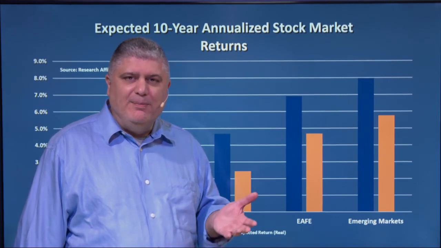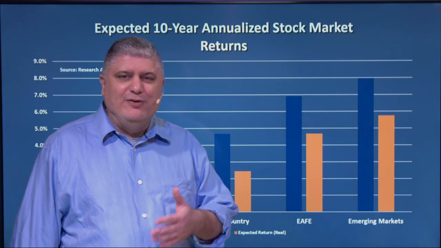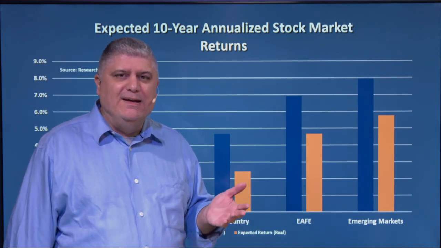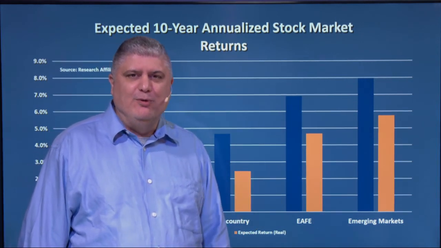So if you see a bubble, get out of the way and go where there's not a bubble. And right now, that probably means overweighting your portfolio in emerging market stocks.